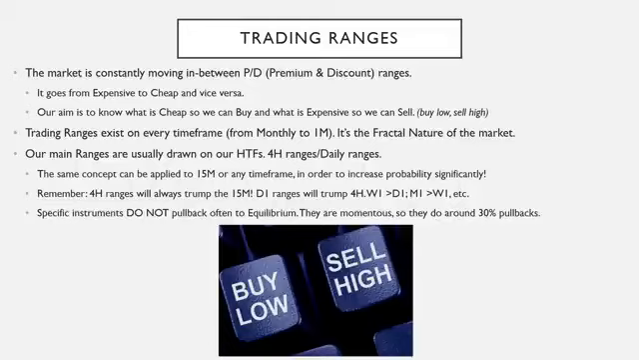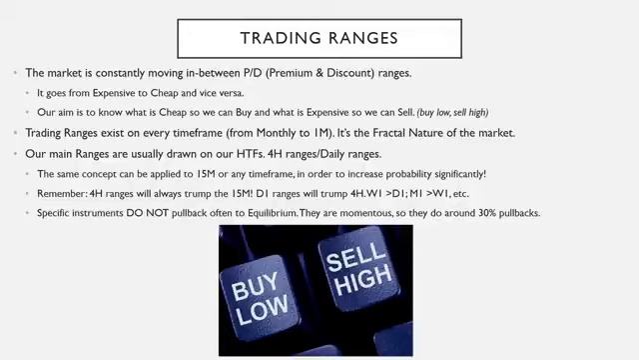So this concept of the PD ranges can be utilized on every time frame, in order to increase probability significantly. I use it also on the 50-minute time frame always. Remember, higher time frame will always trump the lower ones. So 4-hourly ranges will always trump the 50-minute ones. Daily ranges will always trump the 4-hourly ones. The weekly ranges, the daily, and the monthly ranges, the weekly. It's like a chain reaction.